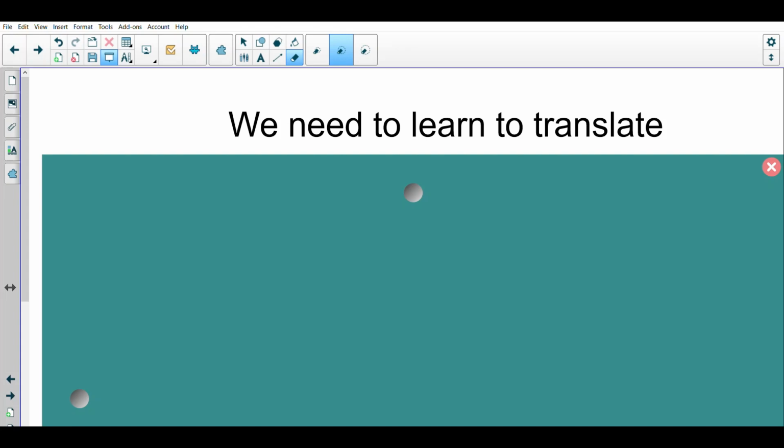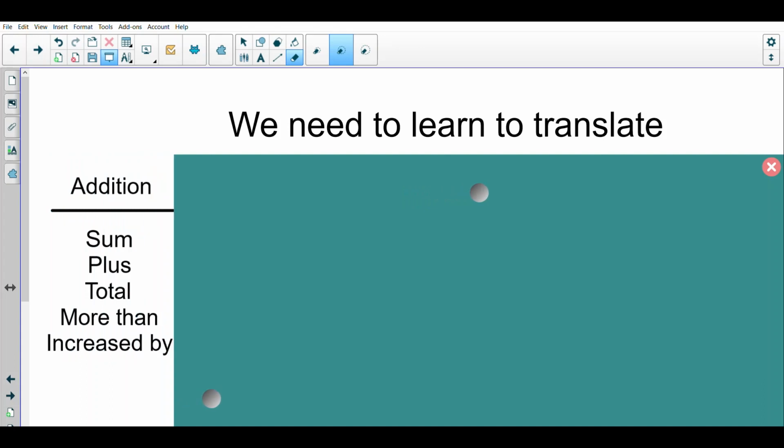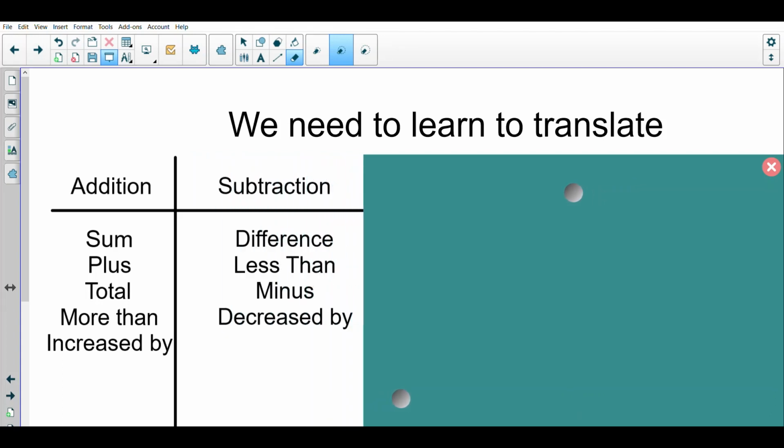So, next thing we need to do is learn how to translate. If we understand what math words mean, then we can see it on paper and know exactly what to think. The first one we're going to look at is addition. These are just some words, not all of them. You have sum, plus, total, more than, increase by. These are all different words that when you see them, you can think, I need to add. The next one, subtraction. We have difference, less than, minus, decreased by. The really irritating one in this list would be less than, because it actually switches the order of the information given. We'll have an example of that here in a bit.